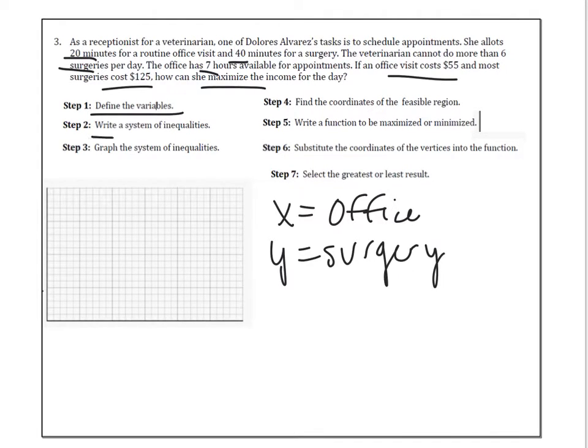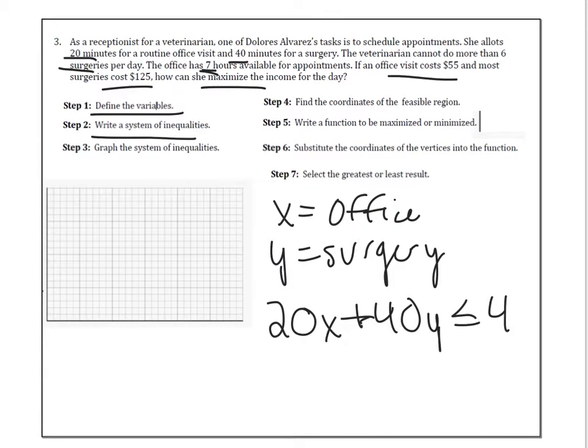All right, now we're going to start looking at the system of inequality. So here's my system of inequalities. You've only got 7 hours available for appointments per day. 7 hours times 60, that's 420 minutes. So 20x plus 40y has got to be less than or equal to 420. I got this by taking 7 times 60 because there's 60 minutes in an hour.